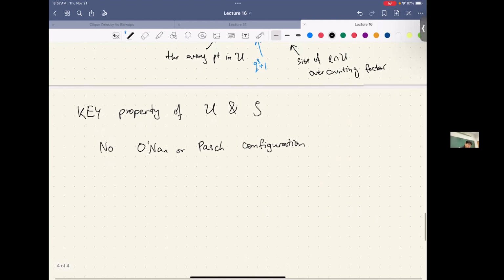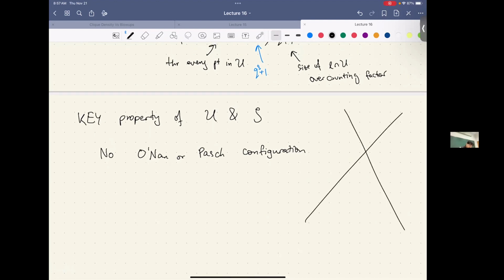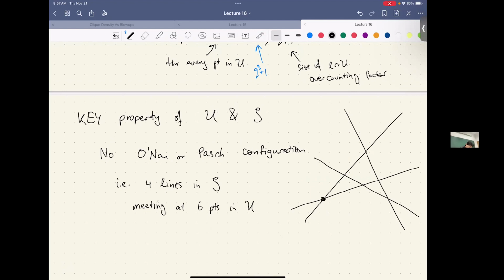This is nothing but just 4 lines in general position. So you cannot find 4 lines which are 4 secants, i.e. 4 secant lines in S meeting at 6 points in the unital U. Here, every 2 lines determine a point, right? 6 points. So this is the C4-free property. We don't have this. Now let's see what this means in the point-line incidence graph.